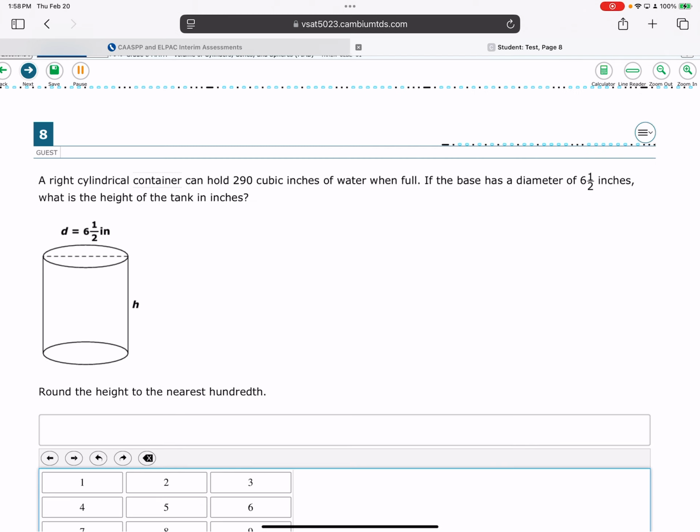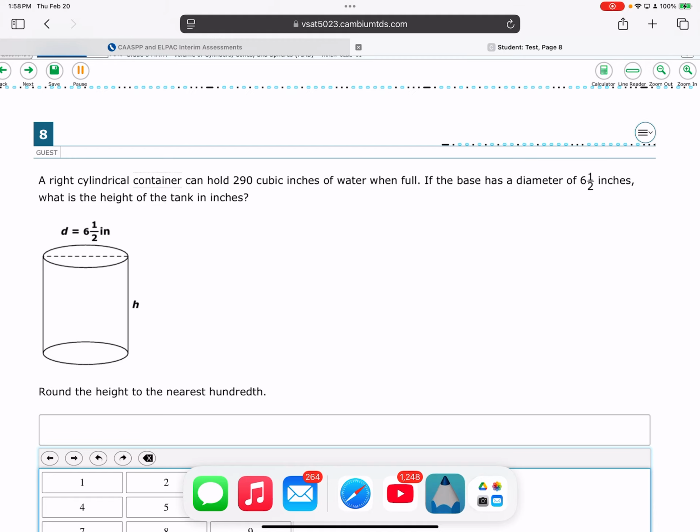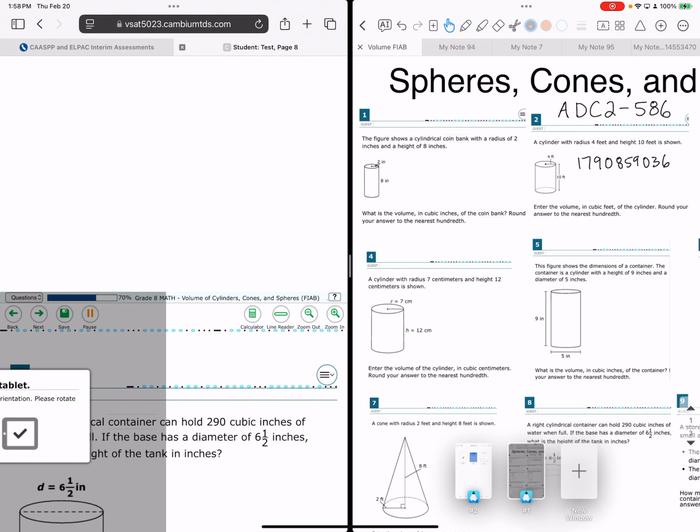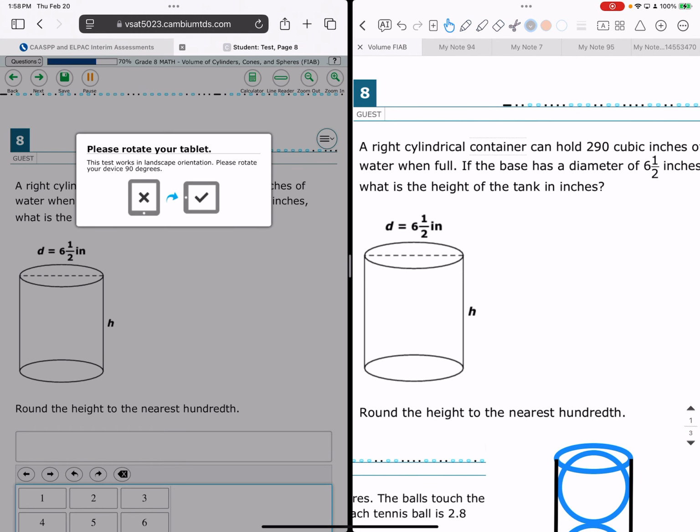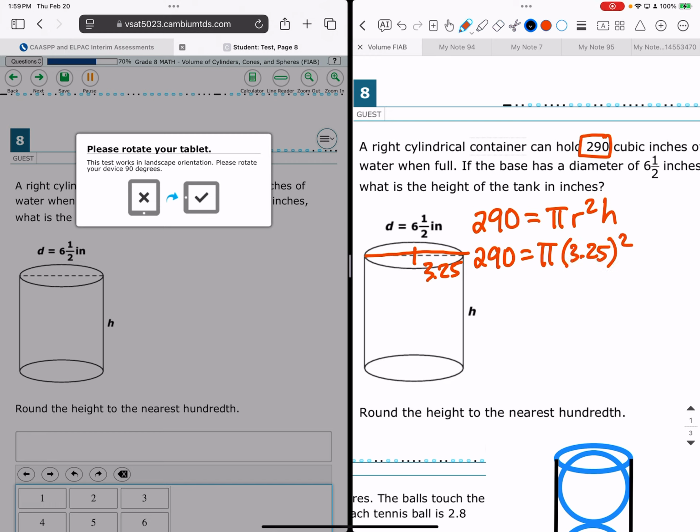Number 8. So this one's weird because they tell me the answer is 290. So the answer is 290, and that's gonna equal pi times the radius squared times height. So 290 equals pi. The radius is not 6.5, that's all the way across. The radius is 6.5 divided by 2, which is 3.25. So 3.25 squared times, I don't know what the height is, so I'm not gonna do it yet.